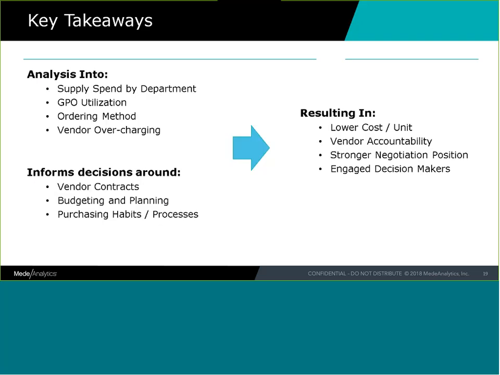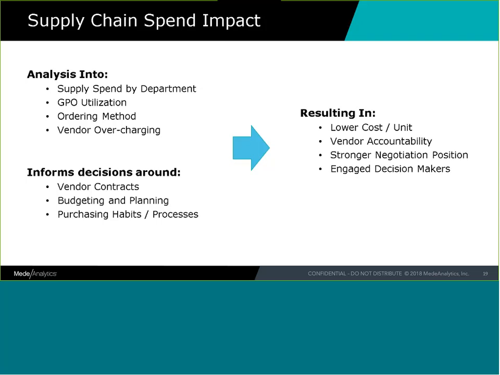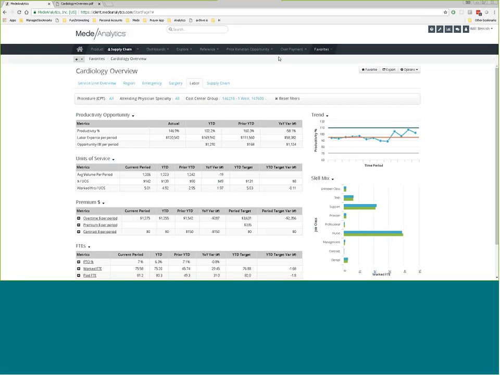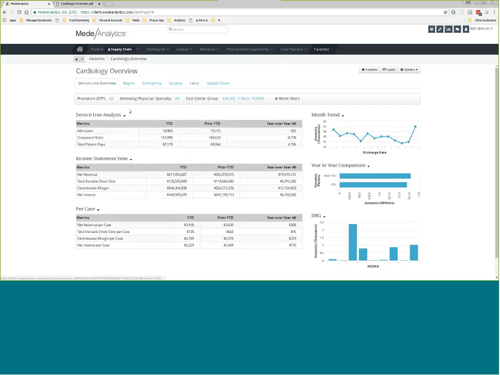So here's a couple, well, before I do the key takeaways, let me actually switch over and show what this might look like. So this is in our demo site with demo data, so don't get too concerned if the numbers don't look realistic to you. But all of these solutions are live, and they're in context here.